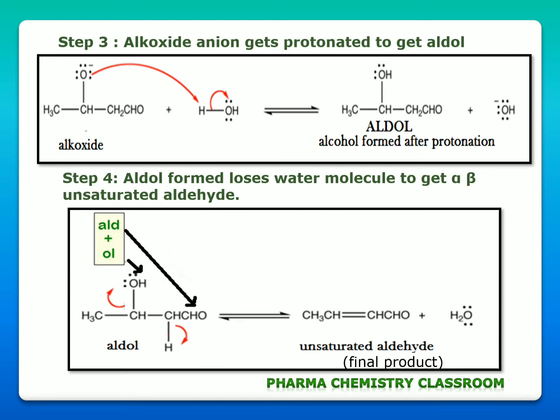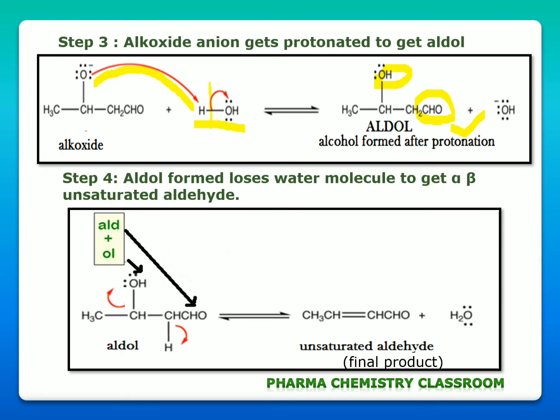In the third step, this alkoxide anion gets protonated to give aldol. You can see here, this is a water molecule present in the system, and this proton attaches on this negatively charged oxygen present in the alkoxide anion to get an alcohol which contains an aldehyde group and an OH group attached. So it is known as aldol. This formation of aldol is known as aldol reaction.